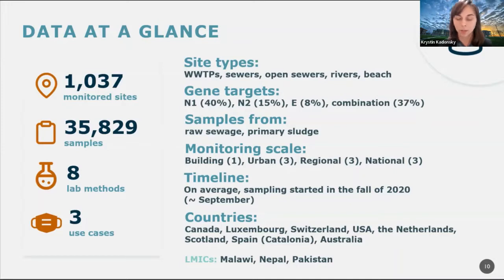On average, our sampling starts in fall of 2020 from our dashboards. However, in low and middle income countries, I've noticed that sampling typically occurred in spring of 2021. And so some of the countries that we have listed, and the low and middle income countries that we include, are Malawi, Nepal, and Pakistan.